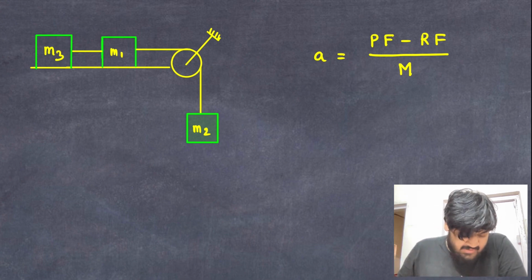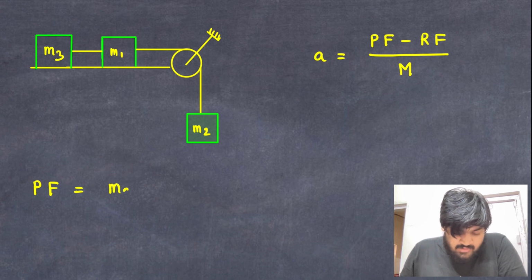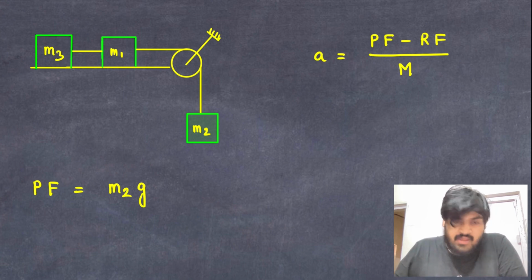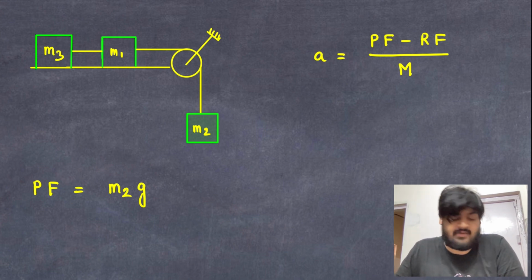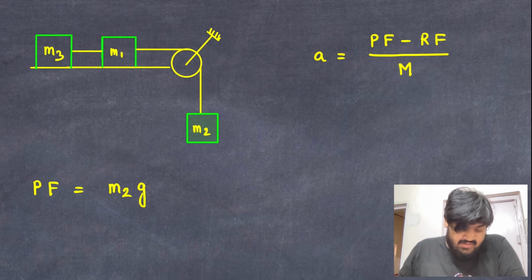So that means the net pulling force will be provided by this block of mass m2, and it will be the weight of the block of mass m2, that is your m2g. Now over here you can see, as we have discussed in the previous examples also, that neither m1 nor m3 will provide any pulling or any resisting force. They will never provide any pulling or any resisting force, right. So that means the net pulling force will be our m2g only, okay.